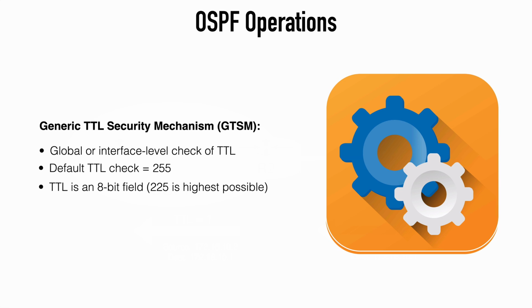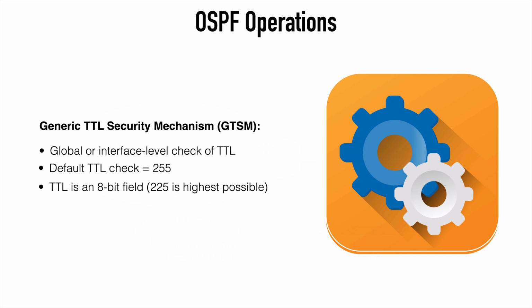With GTSM, we can enable a TTL security check globally for the entire OSPF process, or we can do that for a specific interface. This forces OSPF to only accept packets with a specific TTL value, and by default, that will be set to 255. The reason for this default value is that 255 is the highest possible TTL value. The TTL value is an 8-bit field, so we can't go higher than 255.